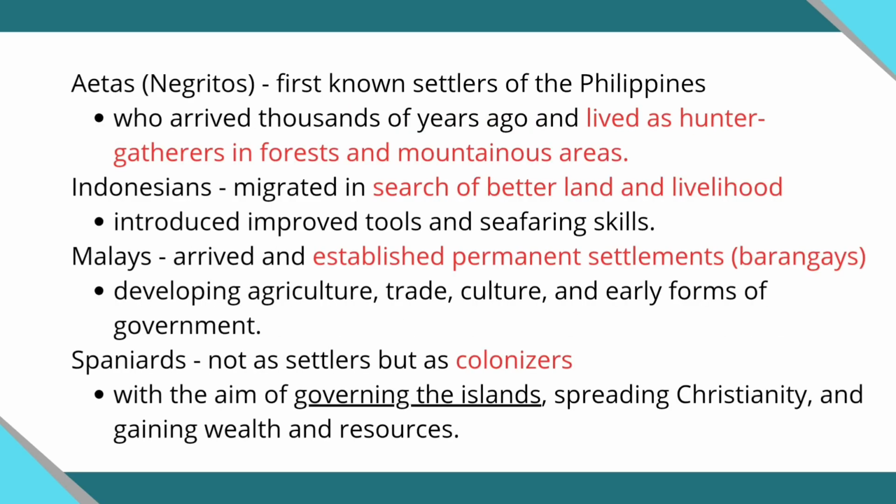Again, the first known settlers of the Philippines were the Itas, Negritos, who arrived thousands of years ago and lived as hunter-gatherers in forests and mountainous areas. They were followed by the Indonesians, who migrated in search of better land and livelihood and introduced improved tools and seafaring skills. Later, the Malays arrived and established permanent settlements called barangays, developing agriculture, trade, culture, and early forms of government. Finally, the Spaniards came in the 16th century, not as settlers but as colonizers, with the aim of governing the islands, spreading Christianity, and gaining wealth and resources.